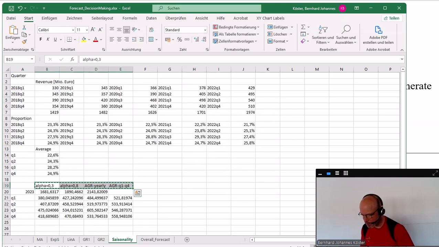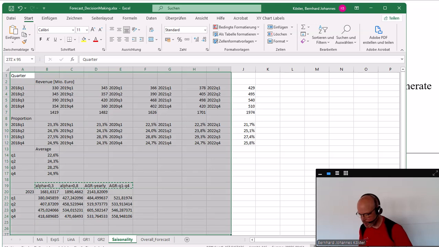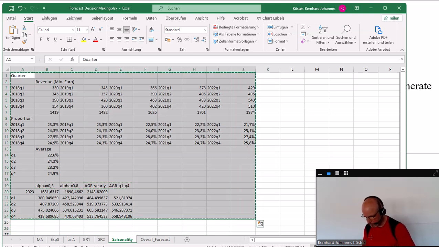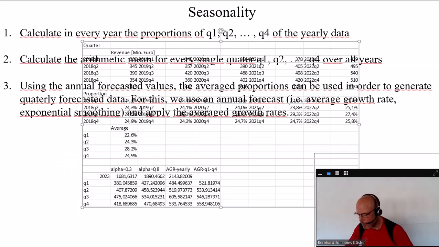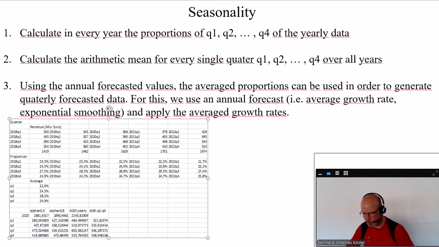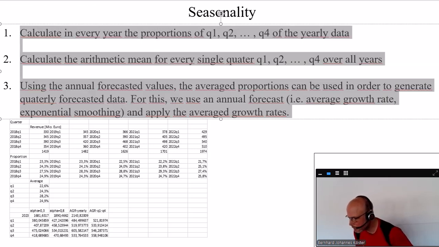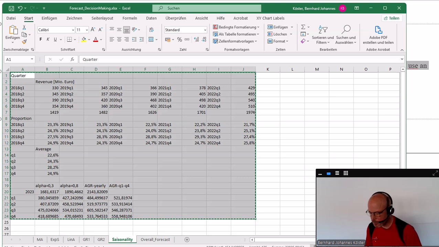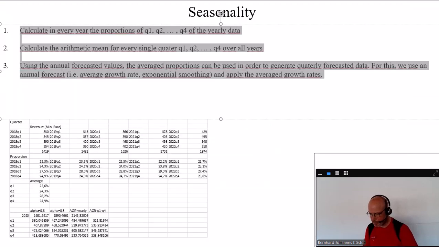Okay. So let's put this also within the presentation. Maybe this a bit smaller. And this overall forecast.